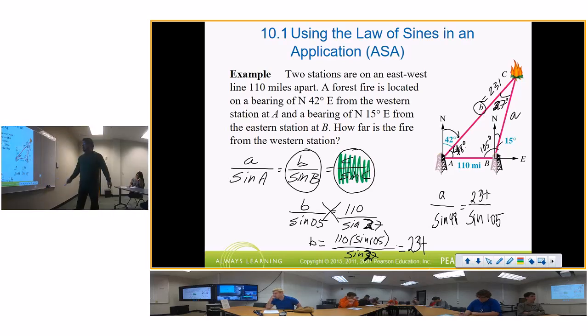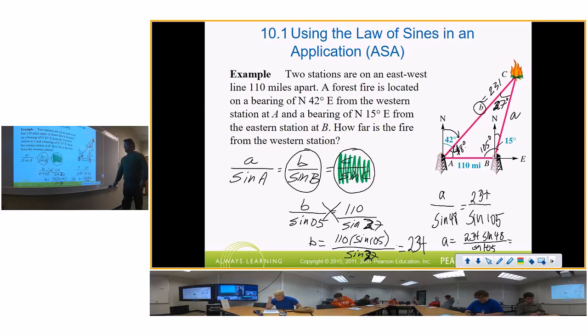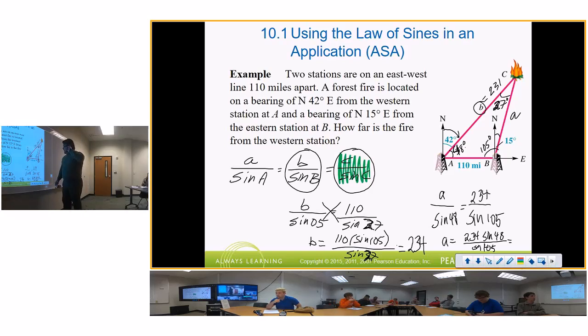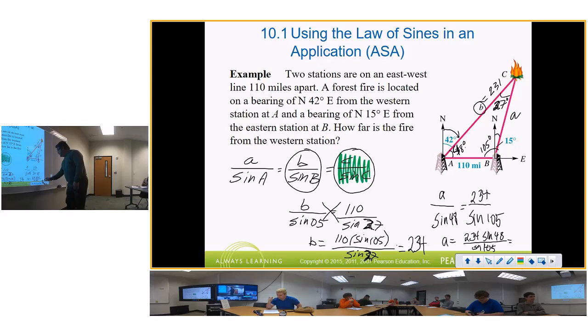And crisscross, you're going to have a is equal to 234 sine of 48 over sine of 105. A is equal to 234 times the sine of 48 over the sine of 105. Somebody just give me a whole number, no decimal. Should be 180. Hey, I got that too. Everybody got it? Yeah.